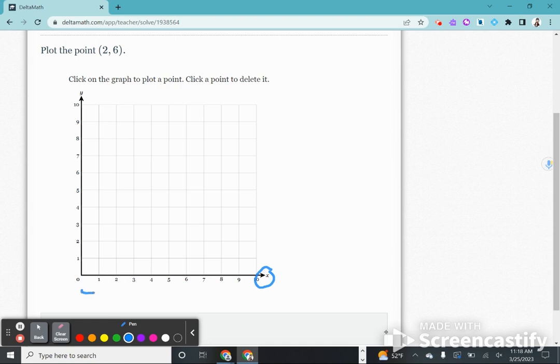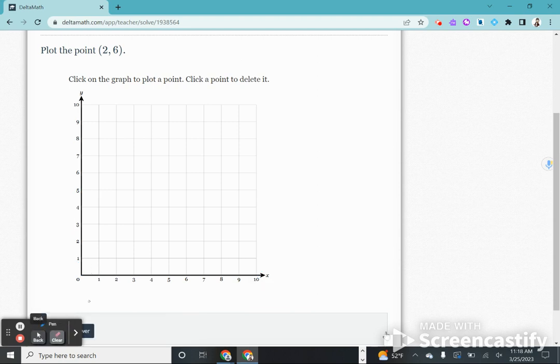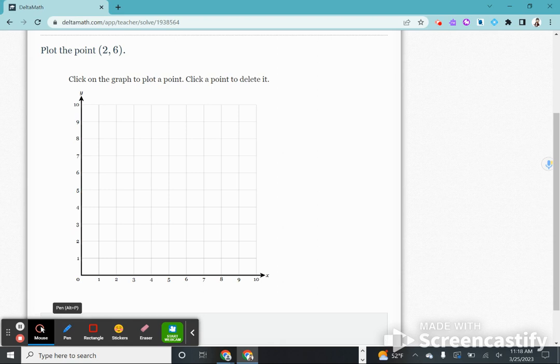You can also look at how each box on the graph is worth 1 unit, right? 0 to 1, 1 to 2, and so on and so forth. So that is how we look at the x-axis of our graph.